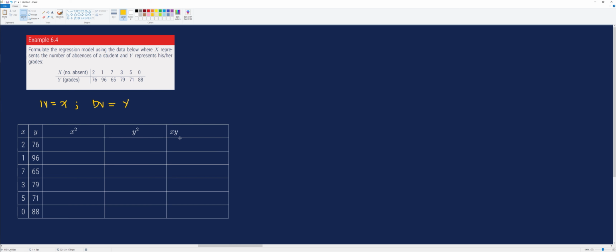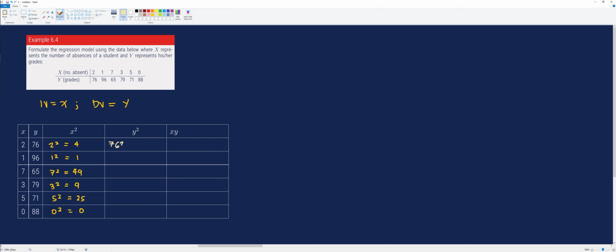Next, we generate this table and fill in the entries of the cells for the next step. That is 2 squared is equal to 4. 1 squared is equal to 1. 7 squared is equal to 49. 3 squared is equal to 9. 5 squared is equal to 25. And 0 squared is equal to 0.